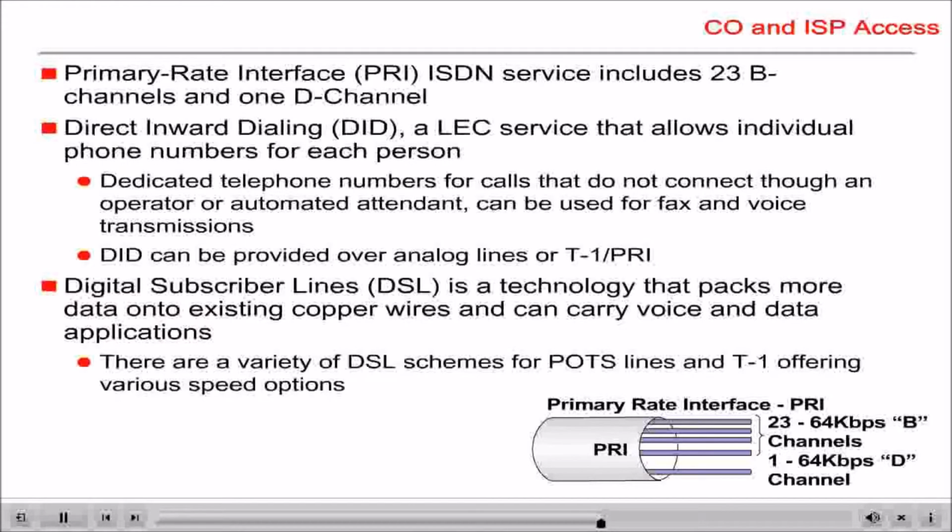PRI, or Primary Rate Interface, is a type of ISDN service designed for larger organizations. PRI includes 23 B channels and 1 D channel. PRI service is generally transmitted through a T1 line.